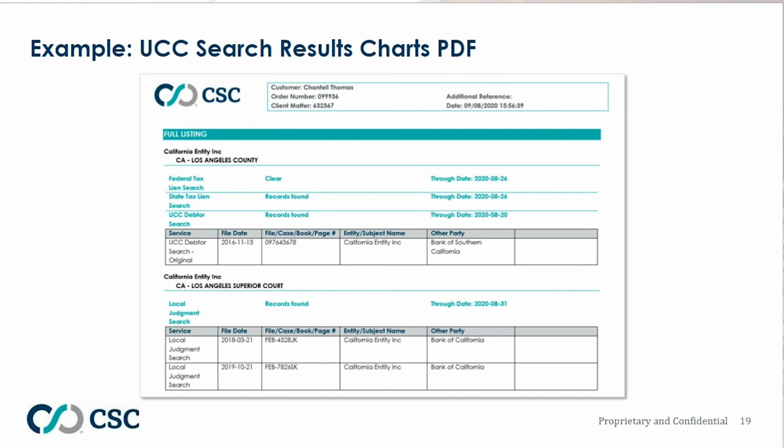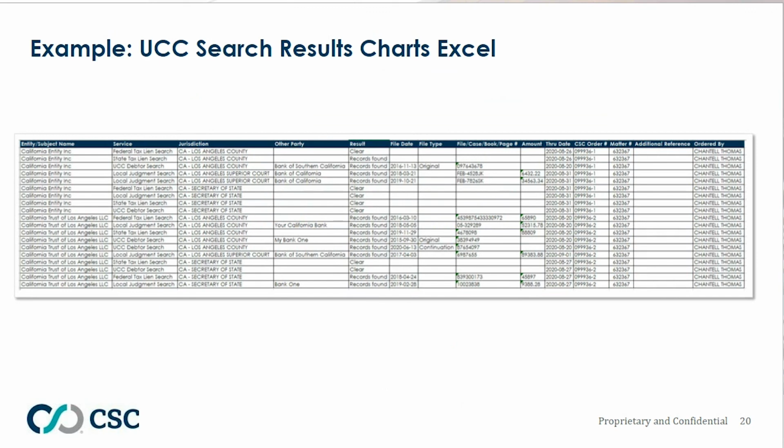So that's the PDF version, and then we also have the online version. I personally like this myself because it allows me to sort. I can sort the results by what's clear, what's records found. I can search by the debtor name, the service area, etc. Everyone has particular needs, and every order might be different than the one previously. So it just gives you some more control over how you are able to hone in on the results and make quick determinations.